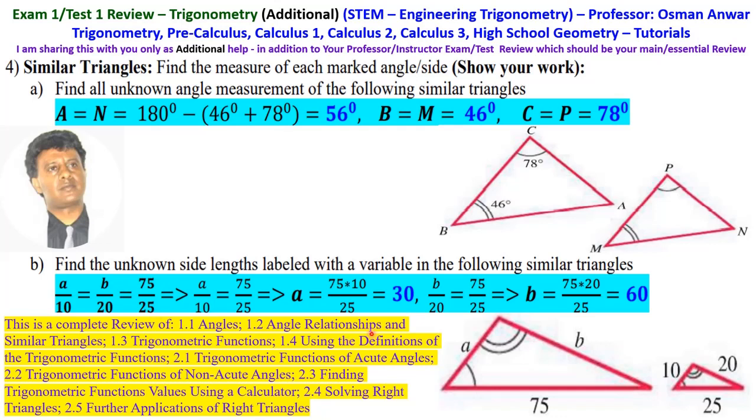So to find A, A over 10 equals 75 over 25. That means A equals 75 times 10 over 25. So 75 divided by 25 is 3. 3 times 10 is 30. To find B, B over 20 is equal to 75 over 25. B is equal to 75 times 20 over 25. 75 divided by 25 is 3. 3 times 20 is 60.